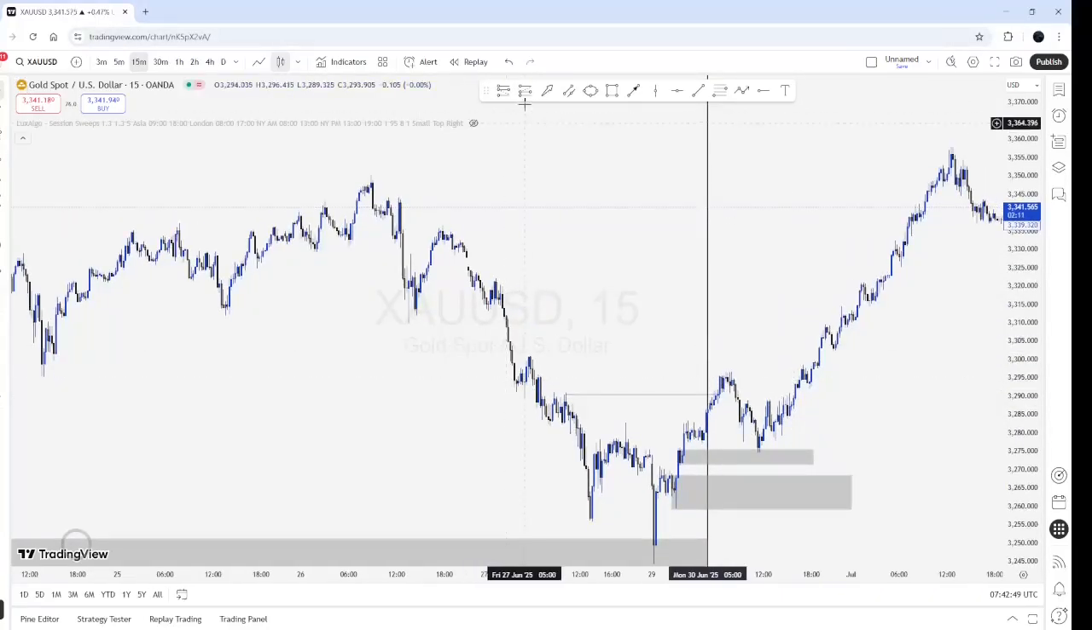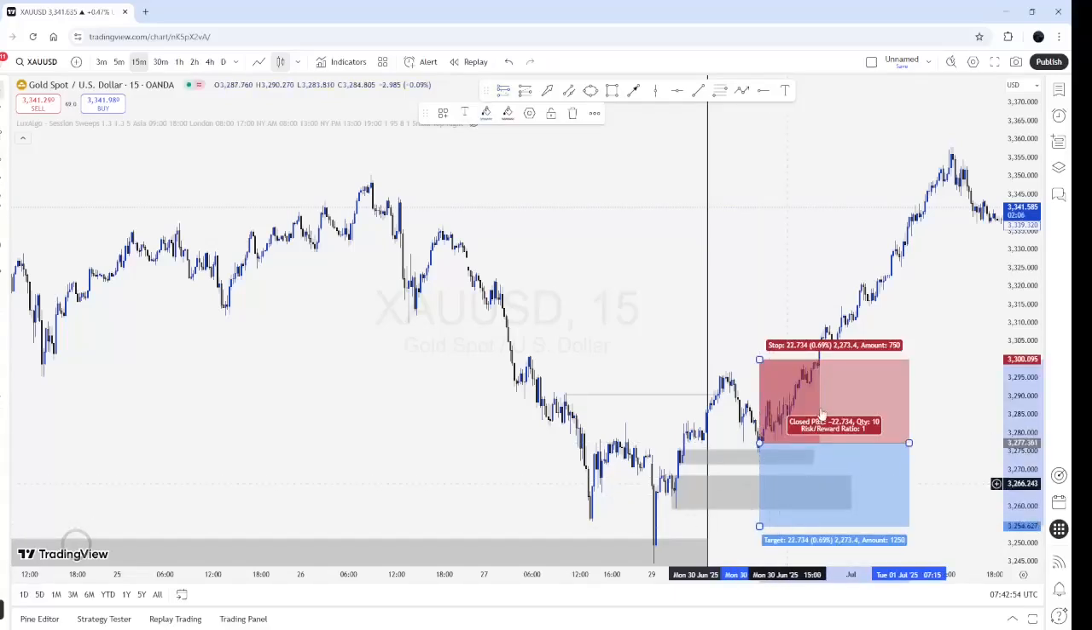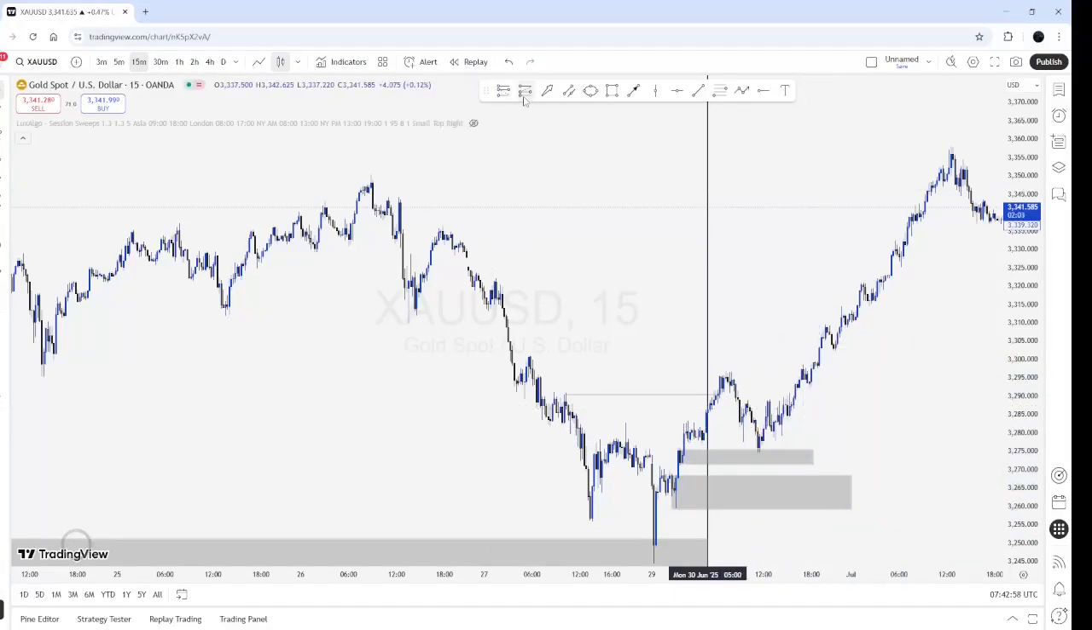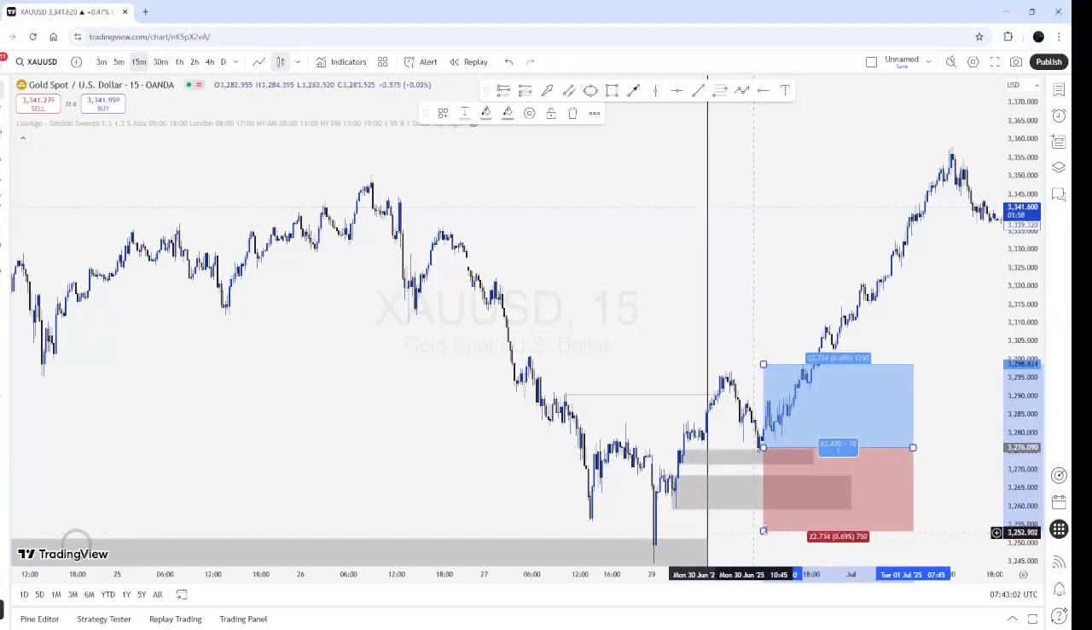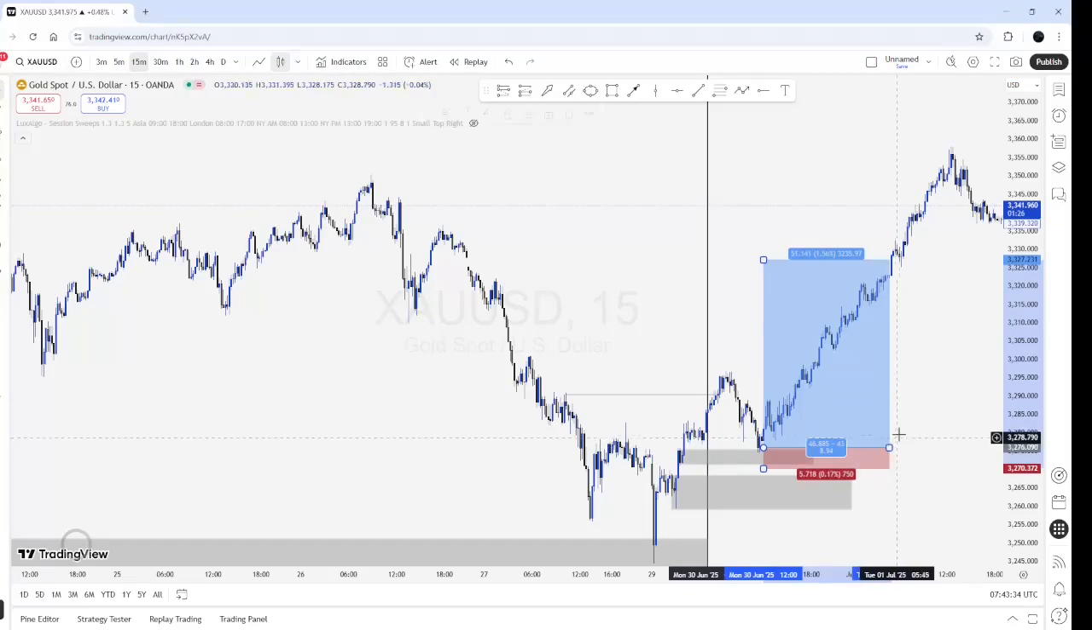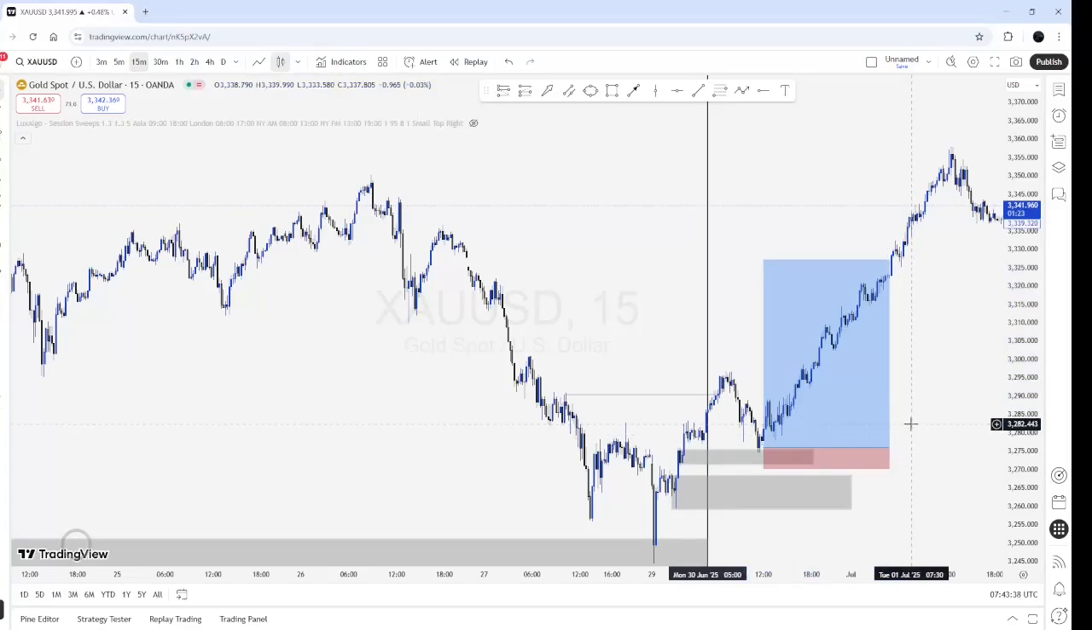And now you get a measuring tool here. Okay, so let me use the long position. So you can see that on the 15 minutes you would have gotten a short and you would have exited much earlier, but you just need to double up your lot size to catch him.